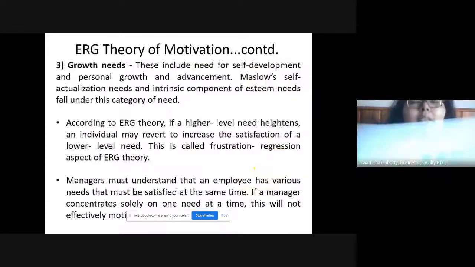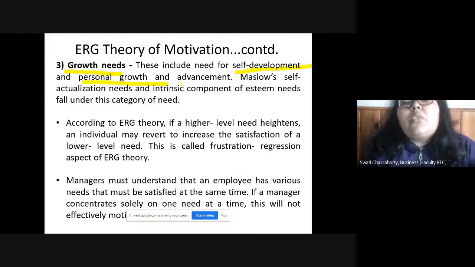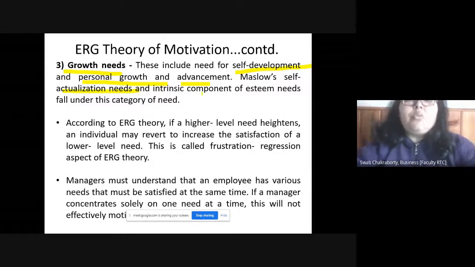And the third needs is called the growth needs. Growth needs is where we talk of our development, self-development, our personal growth, and our advancement. So this is the higher order, where we talk of self-actualization, where we've achieved everything. Now we are talking about our own personal growth. We have to move ahead.